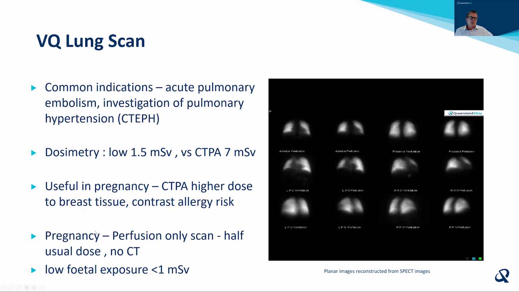So in pregnancy, we give them a perfusion-only scan at half dose. We don't give them a low dose CT, like we do for any other patient. Now, the baby has quite low exposure, less than 1 millisievert. The maximum allowed exposure for a fetus is 1 millisievert. So that is slightly higher than the CTPA, but it's still quite low.